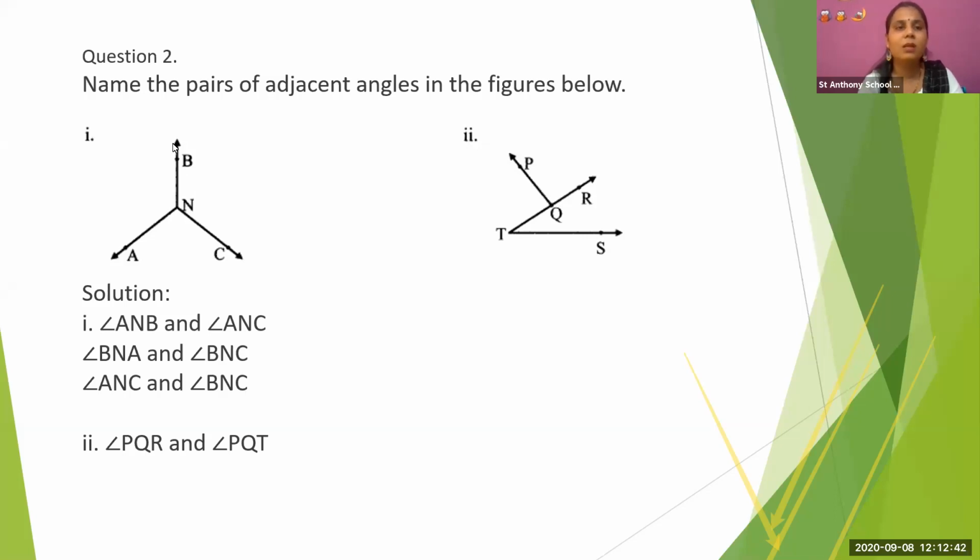For example, angle BA and angle BC. So the common is BN, right? Common is BN in both these angles, BA and BC. Then angle AB and angle AC, right? Then angle CA and angle CB. So CN is the common between these two angles. For AB and ABC, BN is common. For AB and AC, AN is common. Okay?